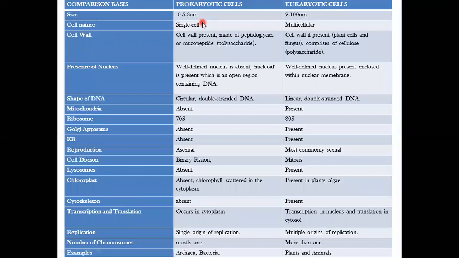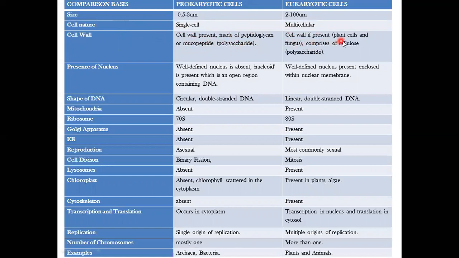Prokaryotic cells are smaller than eukaryotic cells. Next one is the cell nature. Prokaryotic cells are single cells and eukaryotic cells are multicellular, made up of more than one cell. Next one is the cell wall. The cell wall present in prokaryotes is made up of peptidoglycan or mucopeptides. This is a polysaccharide. So this is the nature of the cell wall.